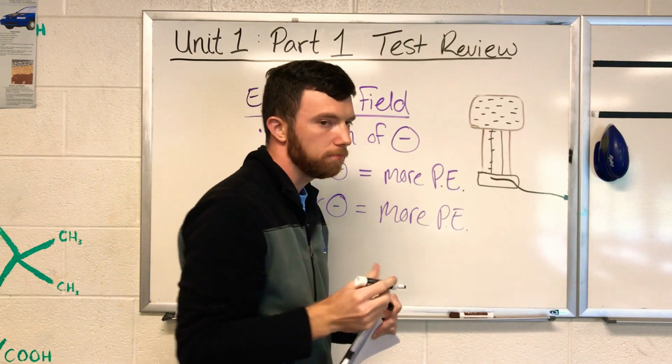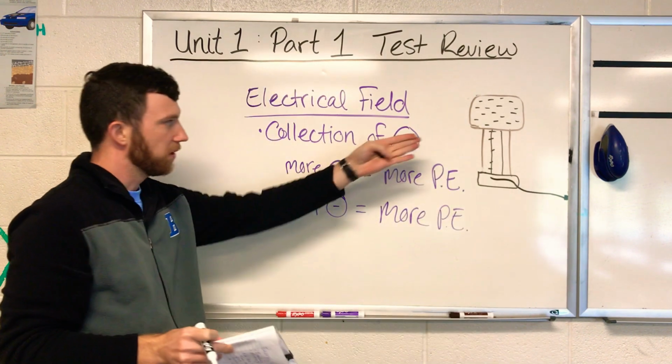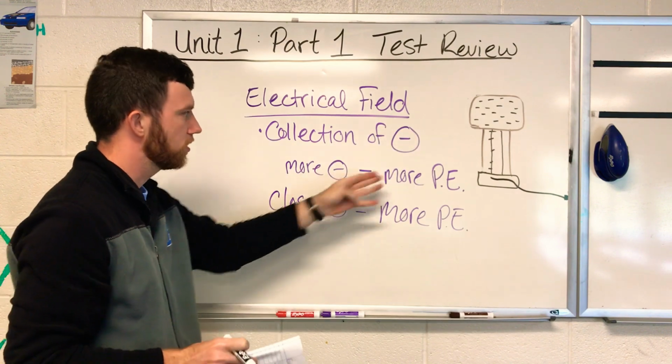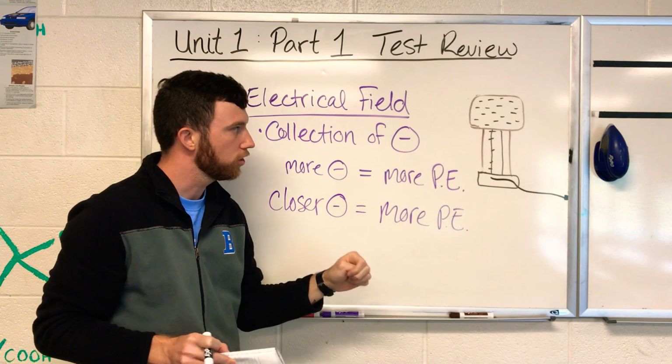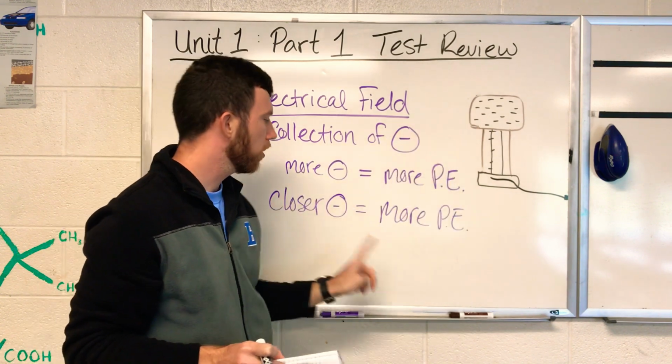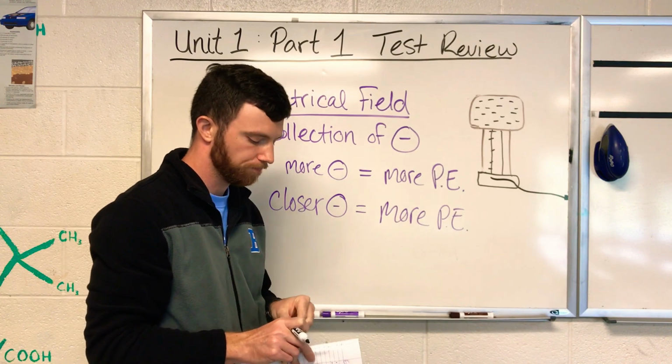So as they build up, they want to leave. So we build up an electrical field, just this collection of electrons. We have more of them, so we're building up more potential energy. And as we get more in this smaller space, they get closer, also creating more potential energy.